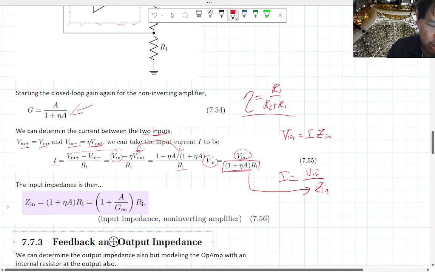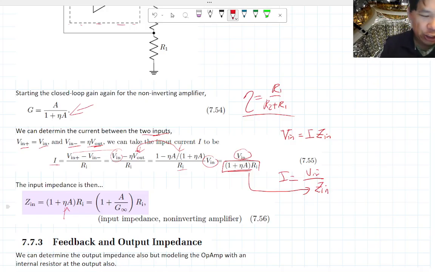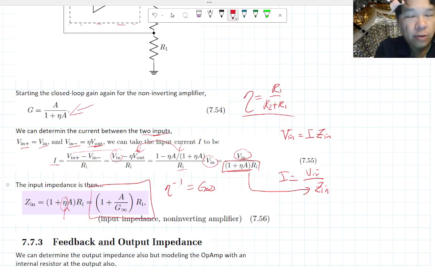Okay, so if we replace eta times A with A over G infinity, because eta minus 1 is actually G infinity, you can do that replacement. And what you get out of this equation is that whatever that internal resistance Ri is, that's very important.